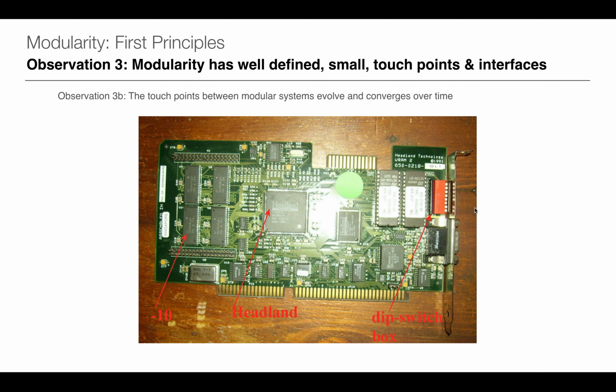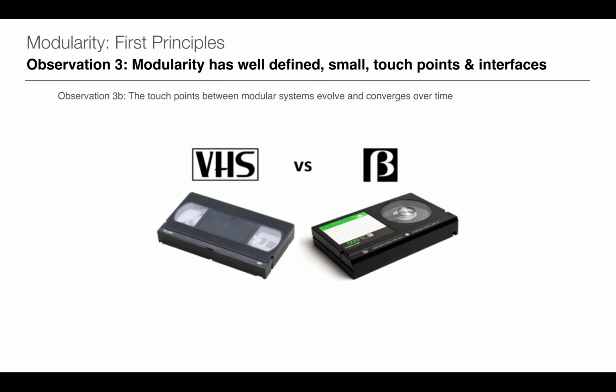And there's many other examples of diversity and convergence upon touch points. Consider the videotape wars between Betamax and VHS, the DVD wars between DVD and HD DVD and Blu-ray. Convergence doesn't necessarily follow the best technology, but it's this complex interaction of wider market forces.